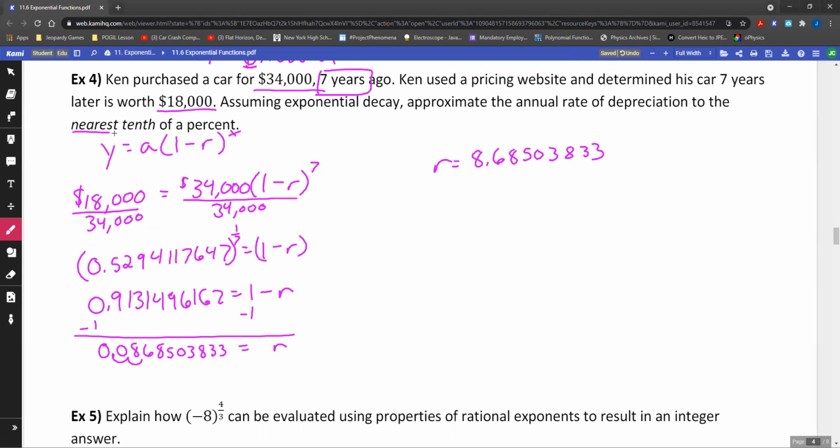This time they want the nearest 1/10 of a percent. So that's this number right here. The number to the right is 8, so that rounds to a 7. So my percent is now 8.7.